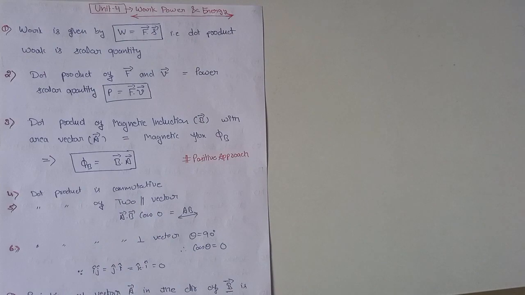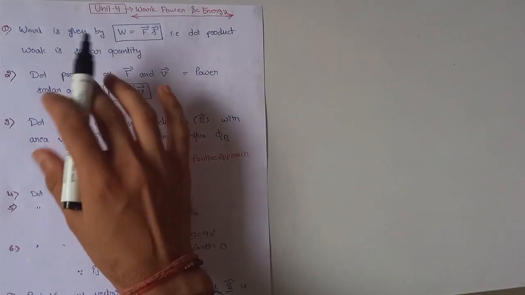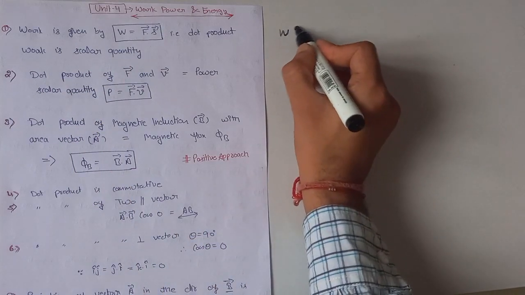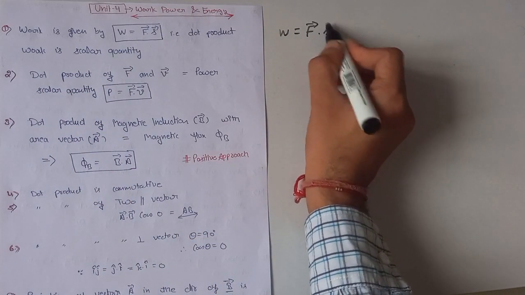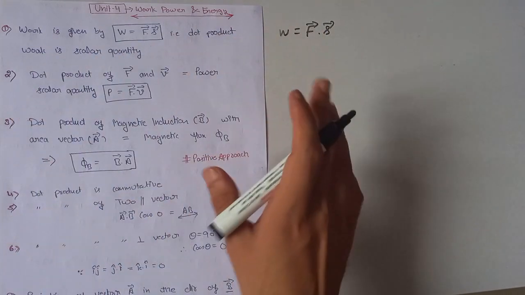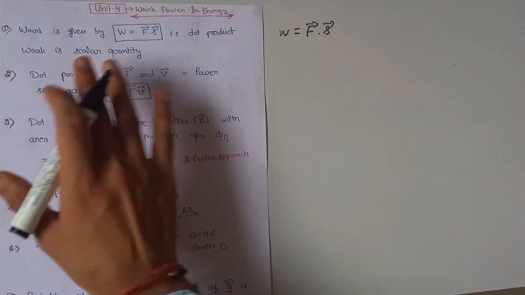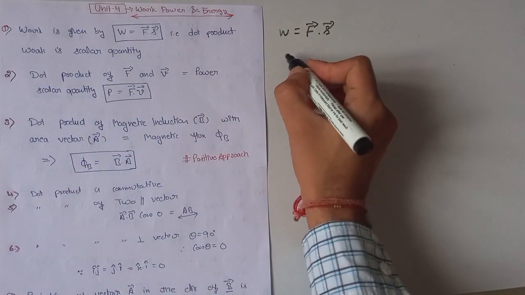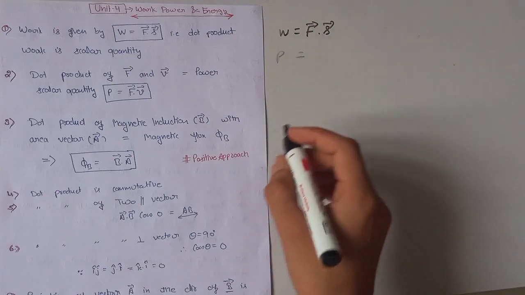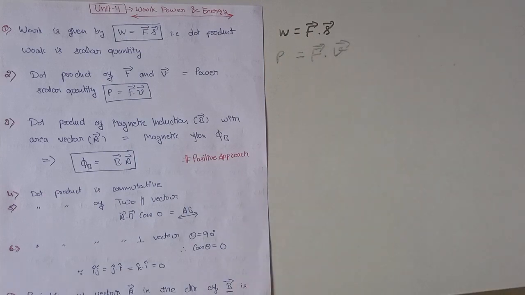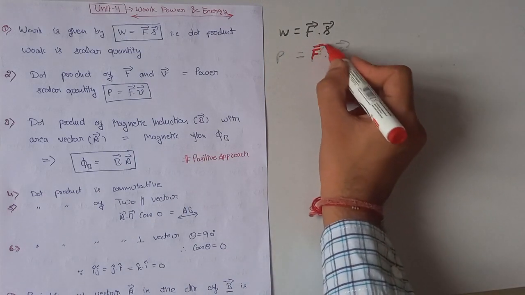Our first key point is work. Work is given by W is equal to F dot S, that is, the dot product of force and displacement. So work done is a dot product, and work done is a scalar quantity. The dot product of F and V is also called power. Power is also a scalar quantity, and it is given by the dot product of force and velocity.